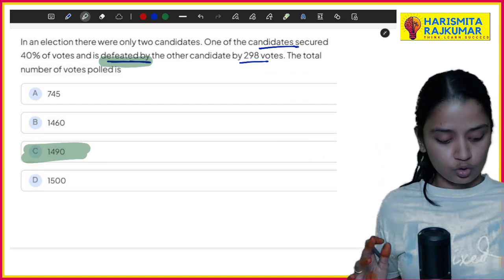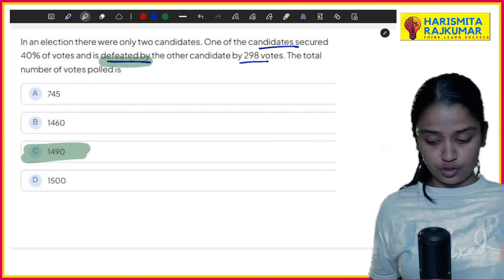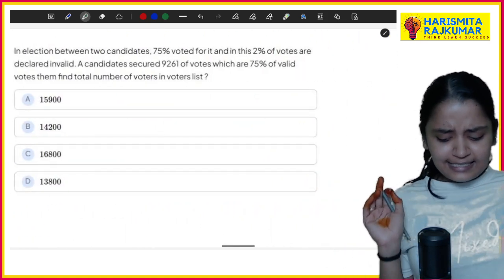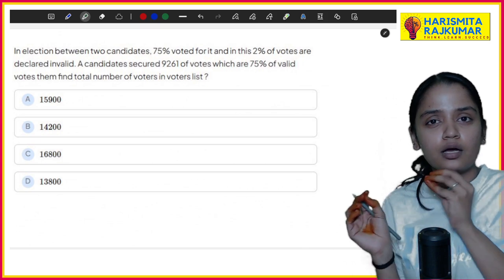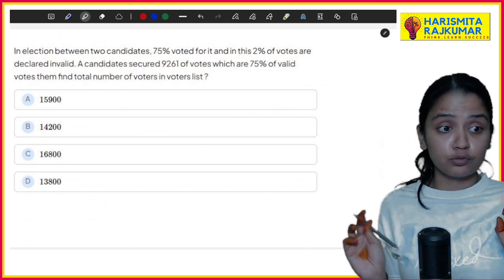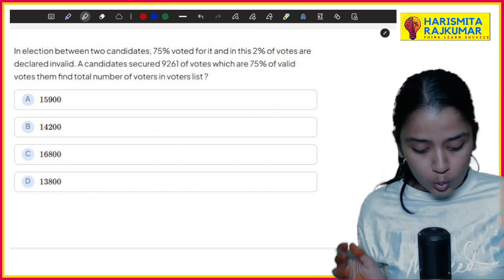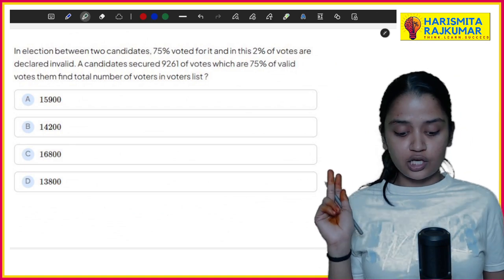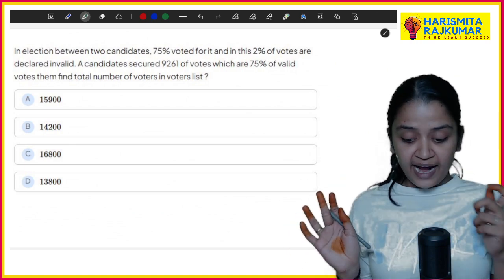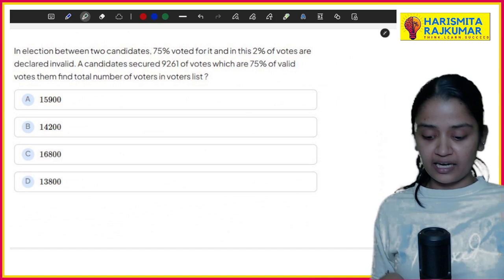Now let us move to another question. It is a little tricky, but not so tricky. If you understand the percentage concept, you will be able to answer it really well. Now, in an election between two candidates, 75% voted, and 2% of votes are declared invalid.